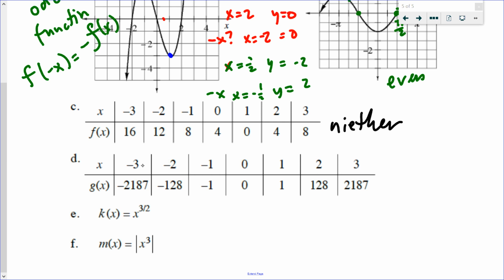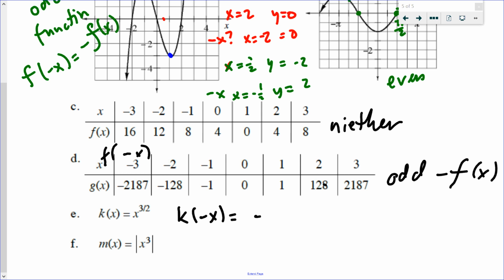Okay, D. Let's try -3. It spits out -2187. For f of -x, I got to plug in a 3, and at 3, it spits out 2187. Ooh. Notice -128, +128, and so on and so forth. So this is an odd function. It gives me negative f of x. Right? E, if I do k of -x, I get -x to the 3/2.